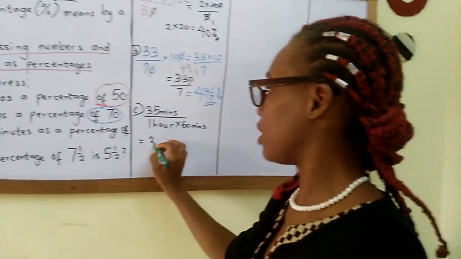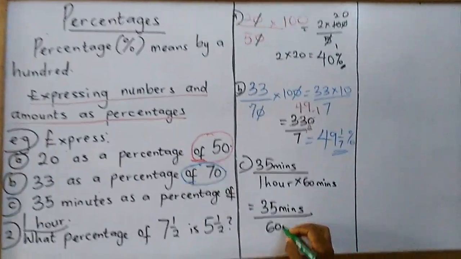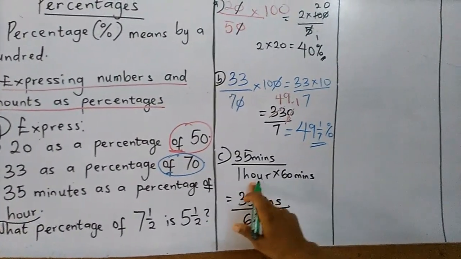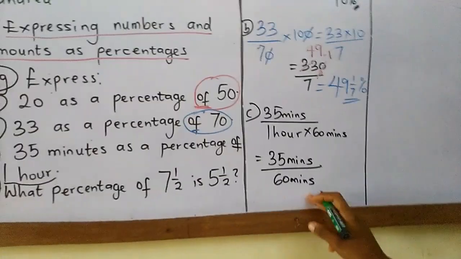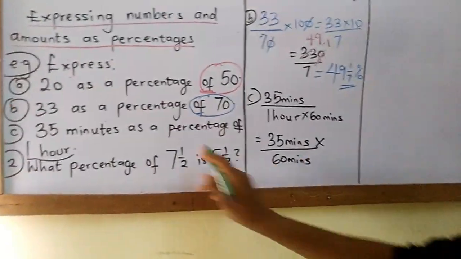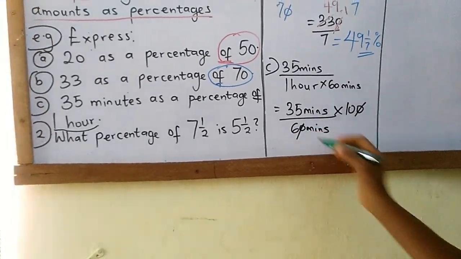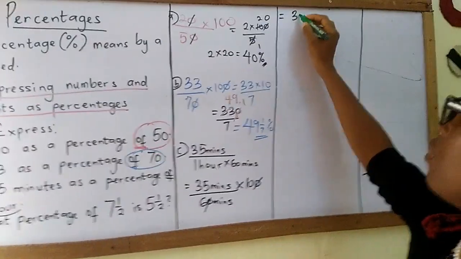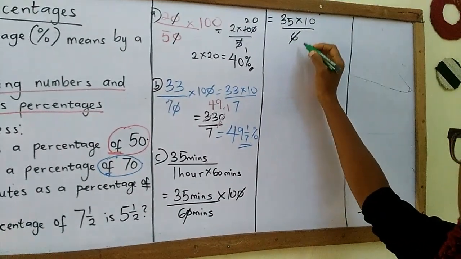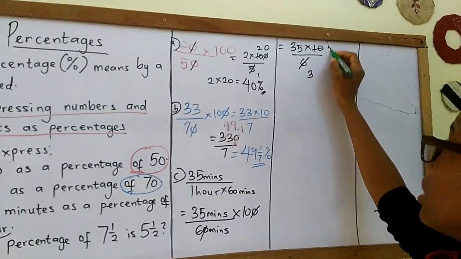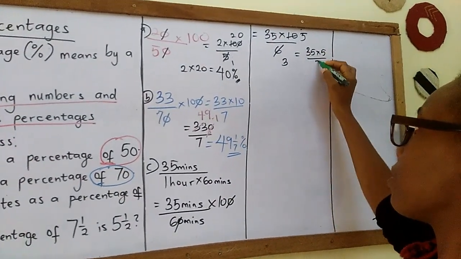So going further, we have 35 minutes over 60 minutes. How did we get 60? We converted 1 hour to minutes. So how many minutes are in 1 hour? 60 minutes. That's how we got the 60. Times 100, because percentage deals with 100. So 0 cancels the 0. Going further, we are left with 35 times 10 over 6. 2 here is 3, 2 here is 5. So we are left with 35 times 5 over 3.